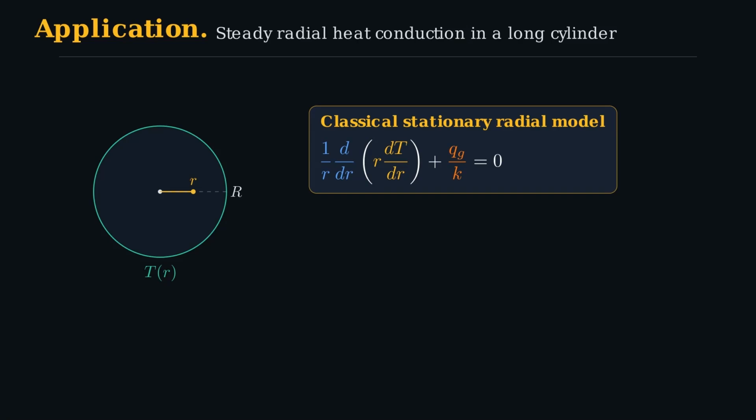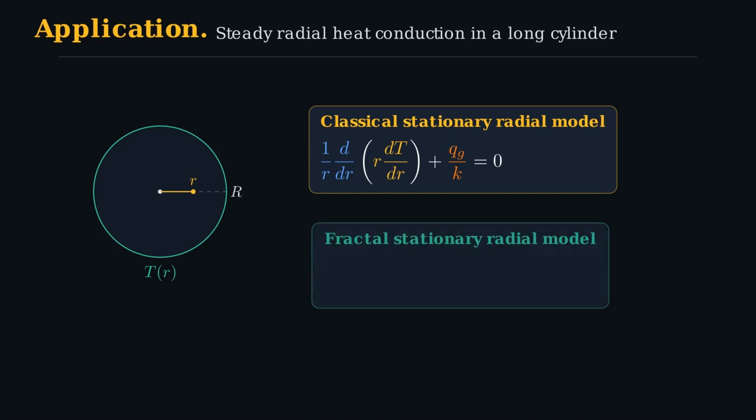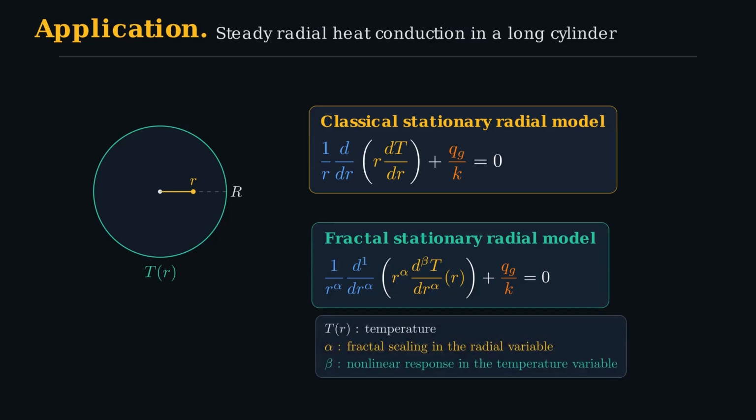In the fractal version, the same physical idea is kept, but the radial operator is written on the alpha scale and the temperature response is modified through beta. So alpha changes the way radial distance is measured, while beta introduces a nonlinear response in the temperature variable. This gives a fractal stationary radial model for the same heat conduction problem.